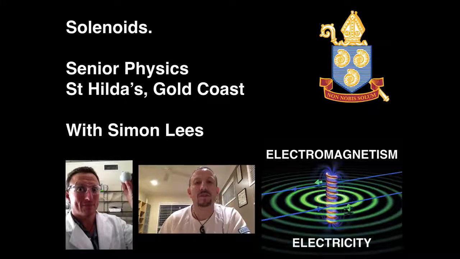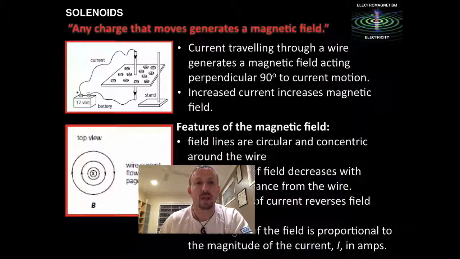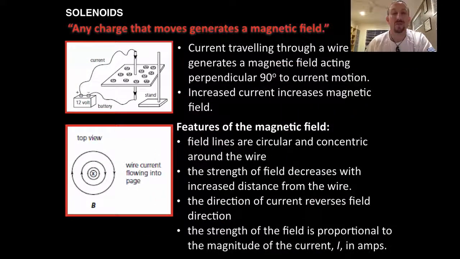Hi there and welcome to this video for Senior Physics on Electromagnetism and Electricity. In this video we're going to explore what happens with respect to a magnetic field as it flows through a current carrying wire, and how these current carrying wires can then be converted into something called a solenoid to enhance the amount of magnetic field which is actually generated.